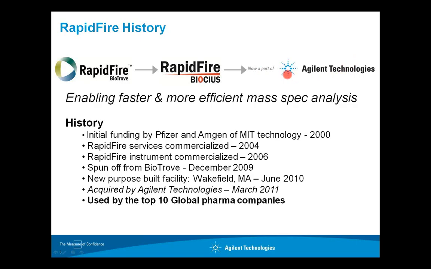So RapidFire is now a part of Agilent, but if you had heard it as a Biotrove or Bioceus product, just to assure everyone, it's still the same product and still the same group of people, just now we're all under Agilent Technologies. And we've always been committed to enabling faster and more efficient mass spec analysis. So a lot of this history is down here. And very importantly, we're used by all of the top 10 global pharmaceutical companies. So RapidFire is a very prevalent instrument in the industry for drug discovery.